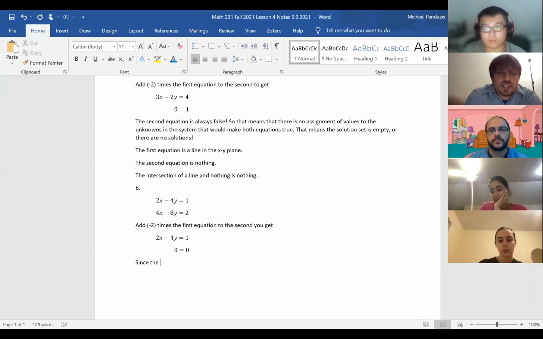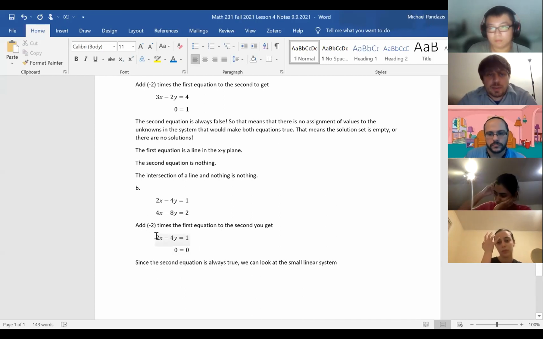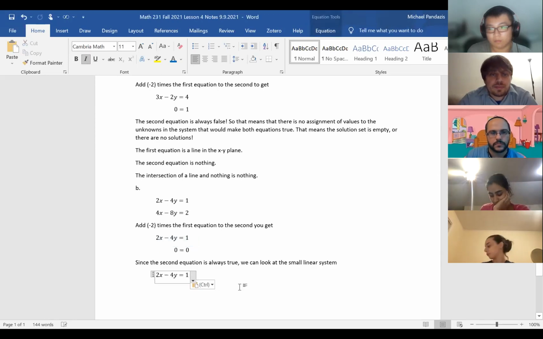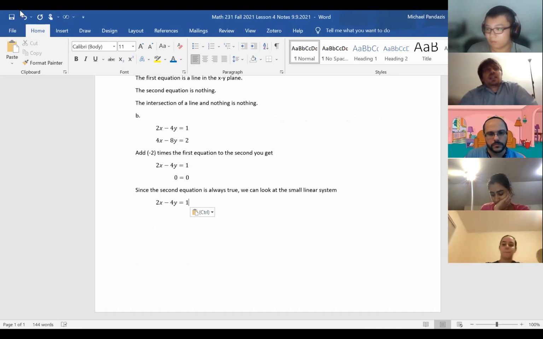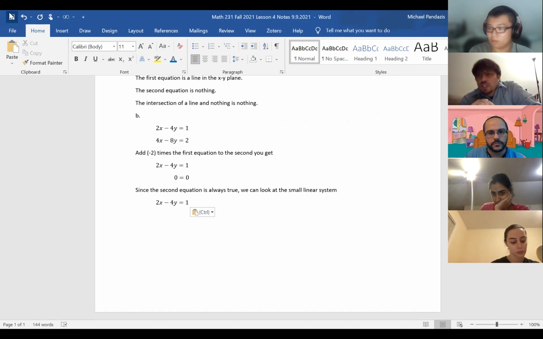So since the second equation is always true, we can look at the smaller linear system consisting of just one equation, this one. Okay, so your linear system is now just one equation. The solution set to this one equation is the same as the solution set to the original linear system consisting of two equations. And so now you have as a solution set an entire line in the XY plane, okay?